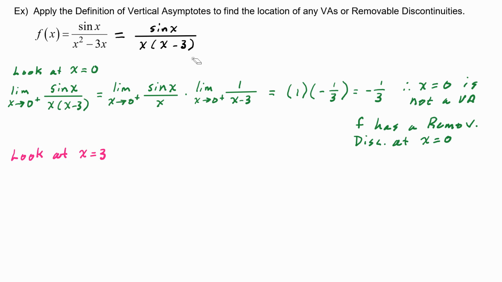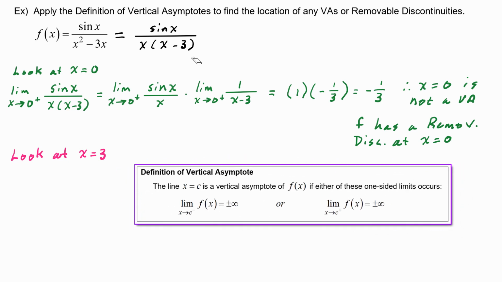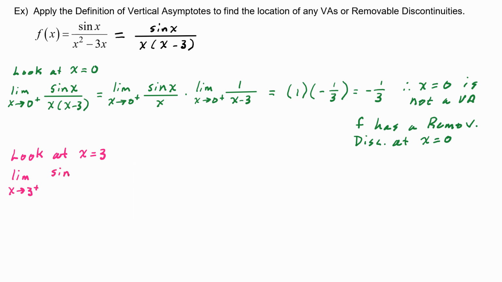So according to the definition of vertical asymptotes, we have to do a one-sided limit. So we can do the limit as x approaches 3 from the right. We also could do from the left. It doesn't matter. We have sine of x over x times the quantity x minus 3.